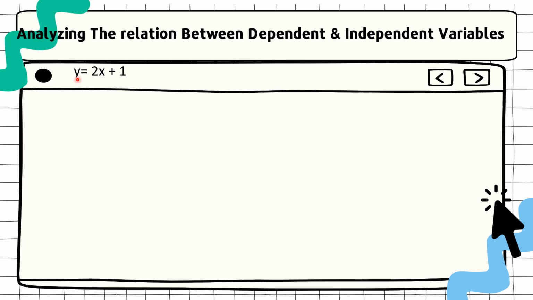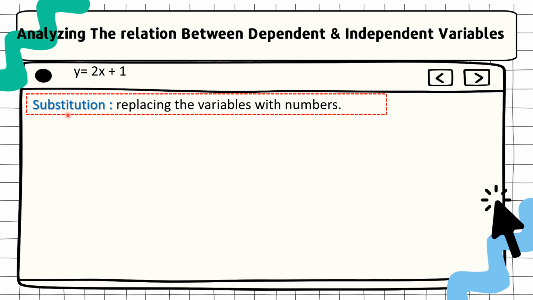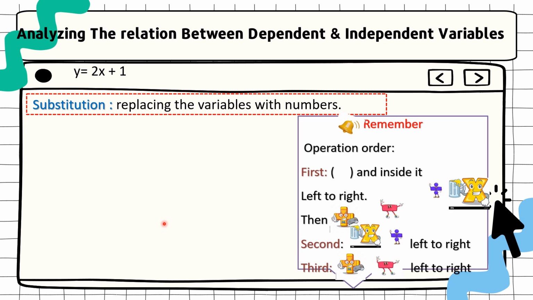For the same equation, y equals x plus 1, we will substitute. What is the meaning of substitution? Replacing the variables with numbers. Of course, we will substitute the x value because it is the independent variable, and we will get the output of y. Before substitution, let's remember the order of operations.